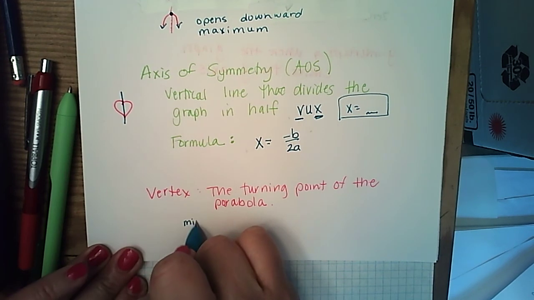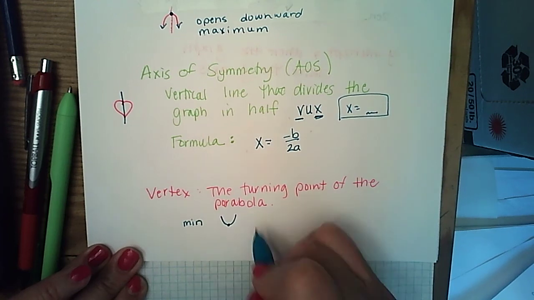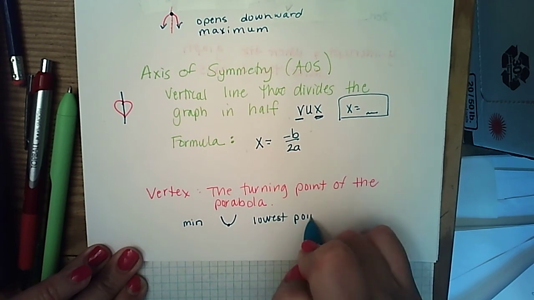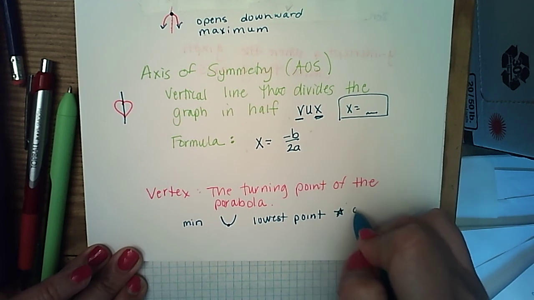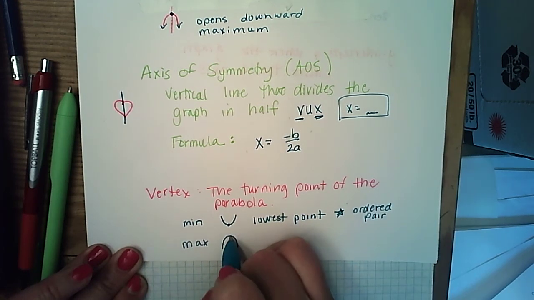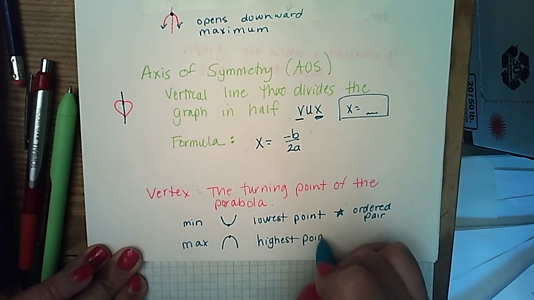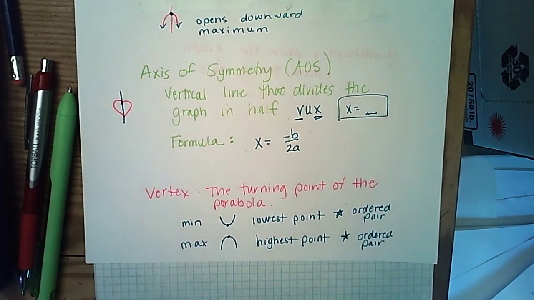In our minimum, which is down here, he is my lowest point. And he's always an ordered pair. When he's a maximum, he is my highest point. Again, he's an ordered pair. Always an ordered pair.